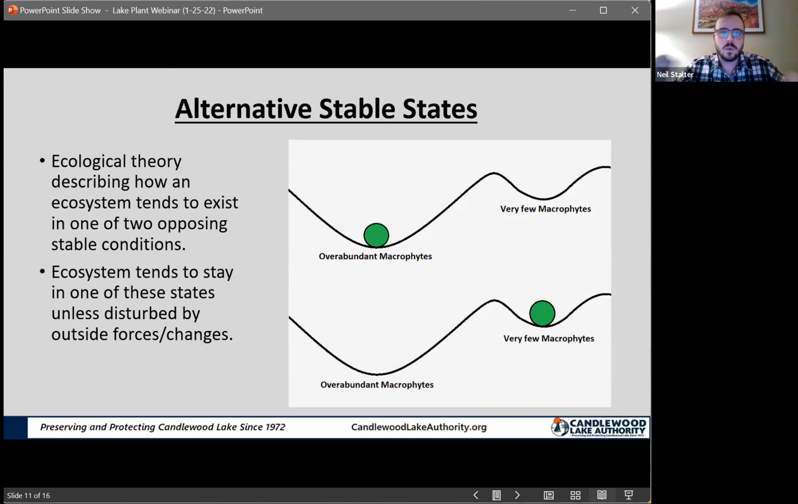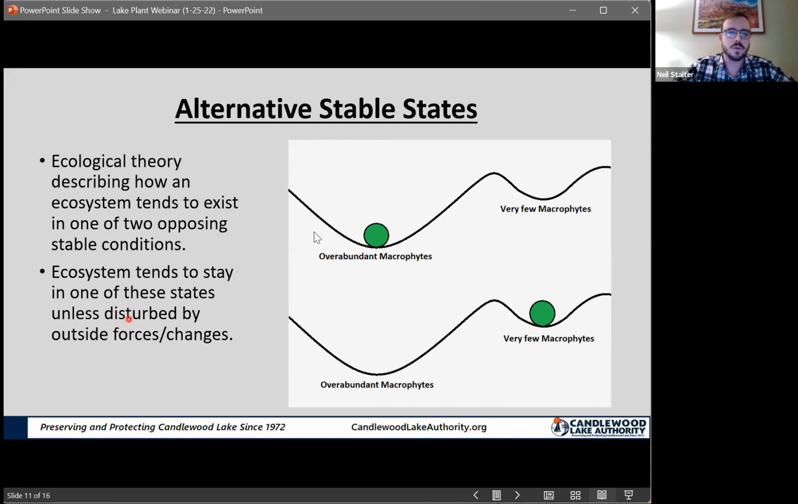And so what does this all mean, right? Why do we care? What is the impact on the ecosystem? That leads us to an important ecological theory called alternative stable states. And when I say theory, it's like gravity is a theory, right? It's a very well-respected phenomenon. But this theory in a nutshell states that a given ecosystem will tend to stay in one of two opposing stable conditions unless disturbed by an outside force or a change.